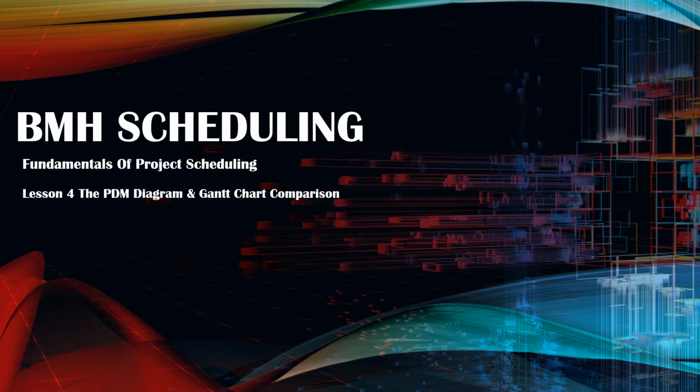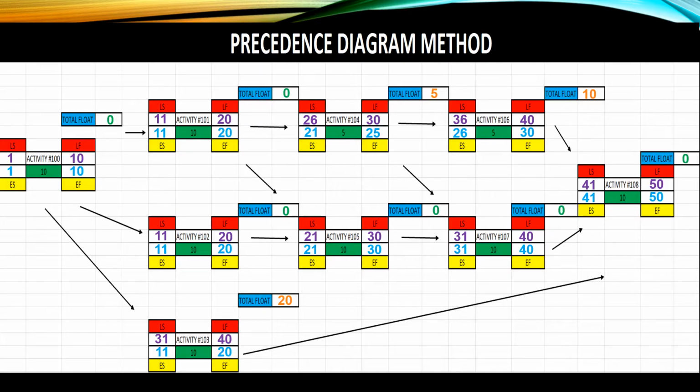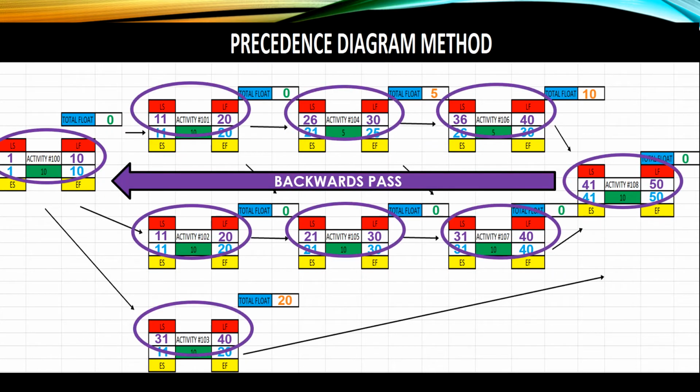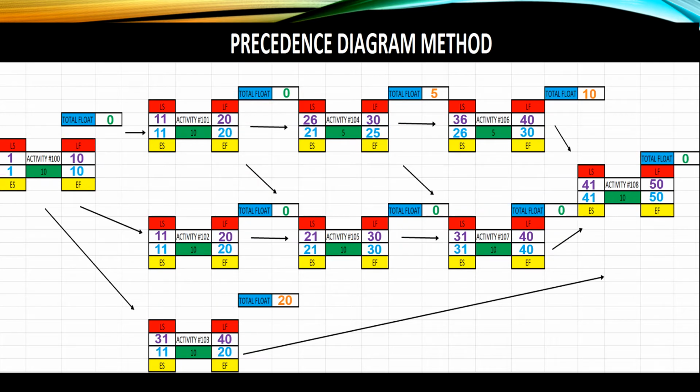Okay, so now that we've gone over the PDM diagram and we've run through the forward and the backward pass to calculate the early start and the early finish, the late start and the late finish for every activity on the project, it's now time for us to move all of this information over into a Gantt chart so we can really start to manage our project.